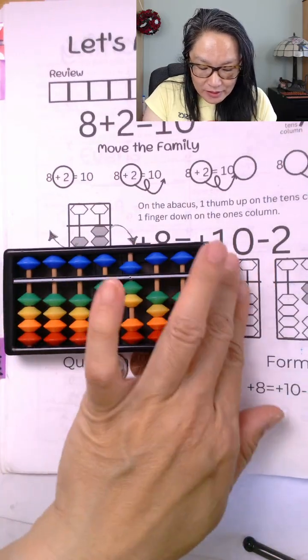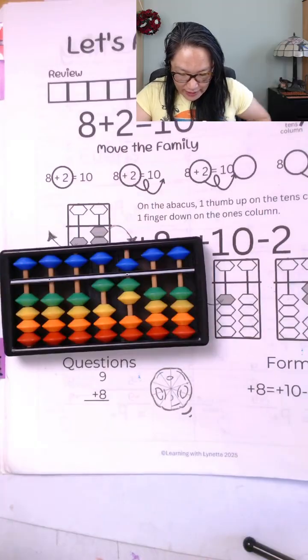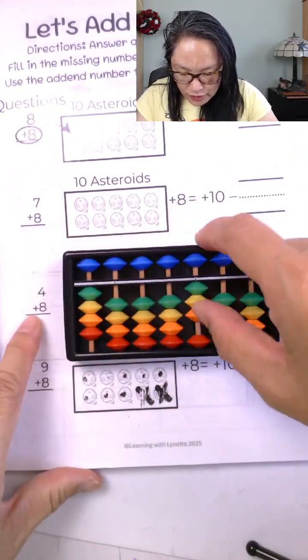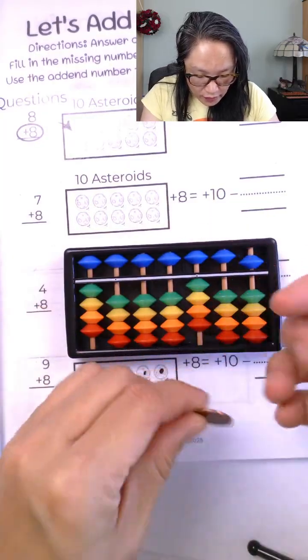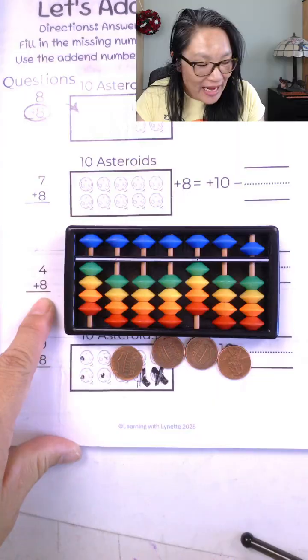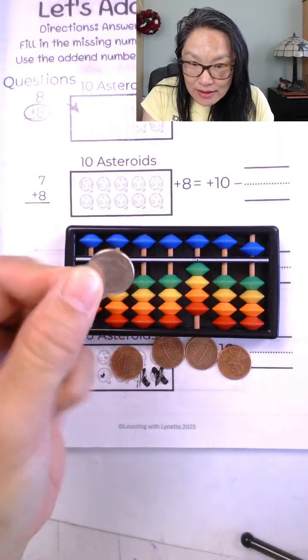Does that make sense? We can do it again. So let's do a 4. Yep, let's do 4. We have 4. And then what are we going to do? We're going to add the 8. When we add the 8, I have 10 cents.